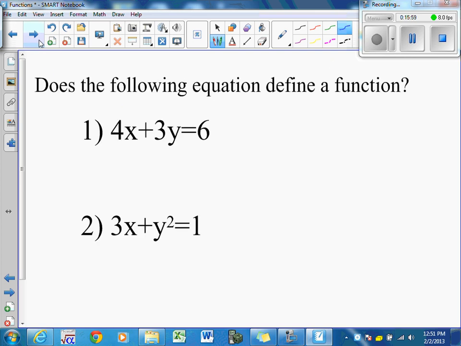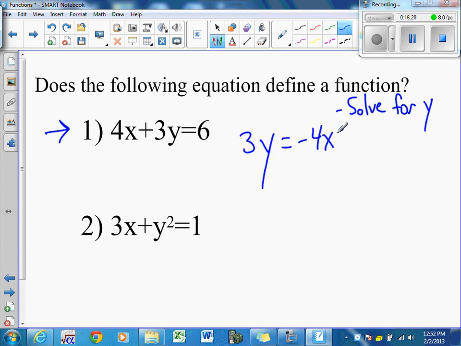Now, one of the questions we'll have is, does this equation define a function? Well, how do we know? Now, you may look at this and say, well, I know what that is. It's a line. Of course that does. Well, how you can determine if it defines a function is you want to solve for y. If you can solve for y, then it's a function. So here, I can solve for y. So because I can solve for y, the answer is yes.